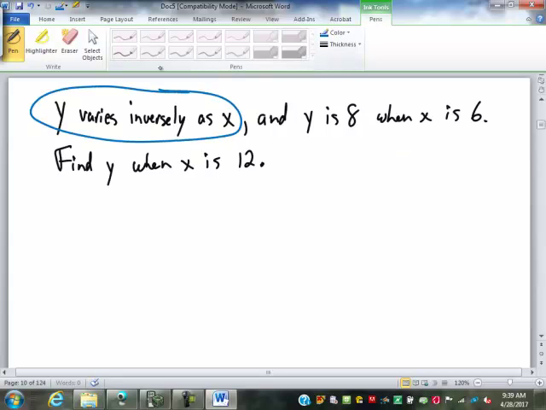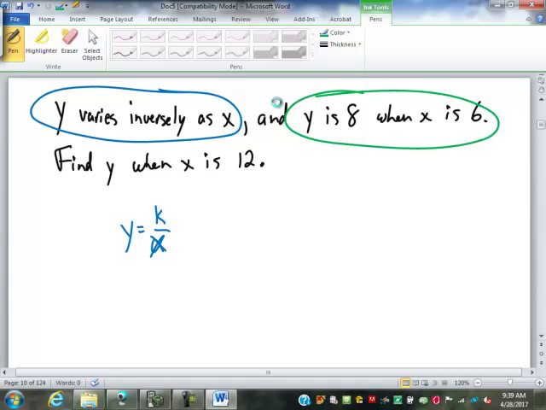y varies inversely as x. y equals k divided by x, k over x. y is 8 when x is 6. That's saying we replace y with 8, and we're going to replace x with 6. So 8 equals k over 6.